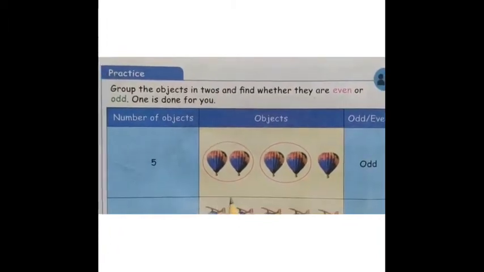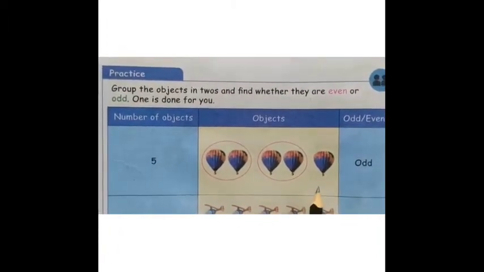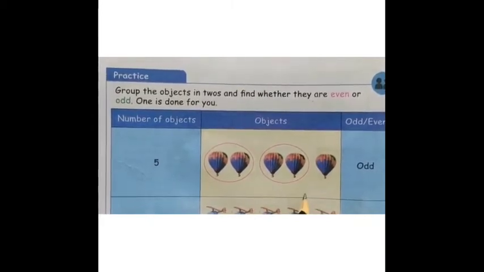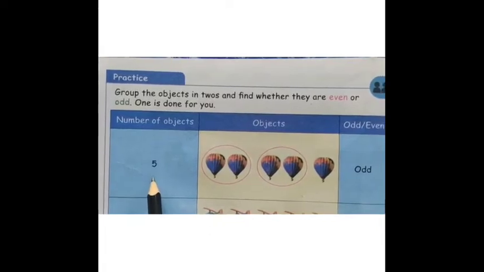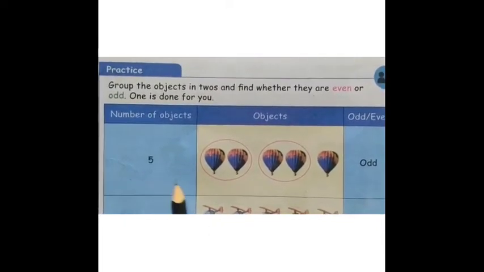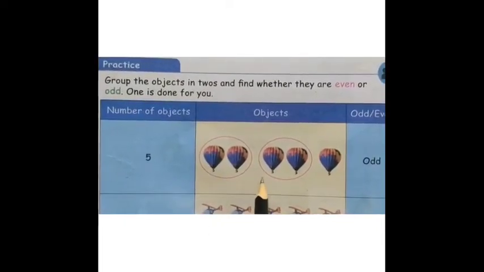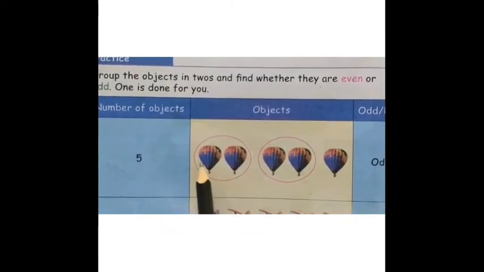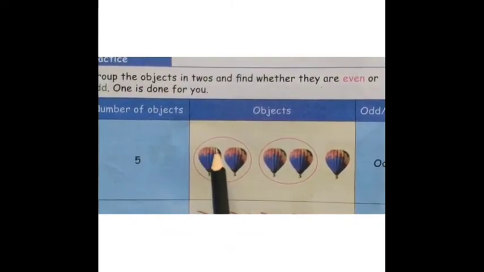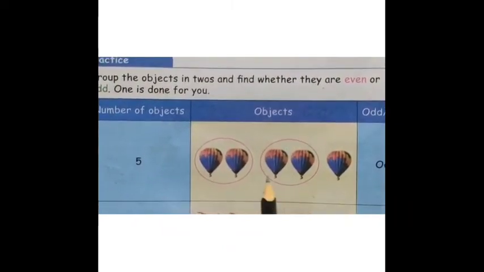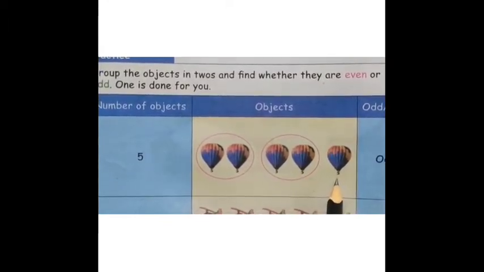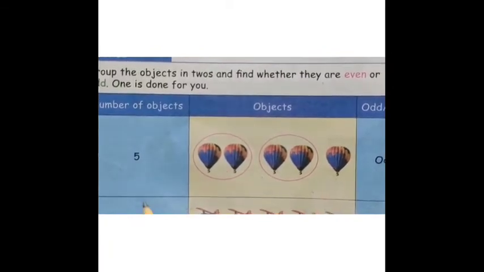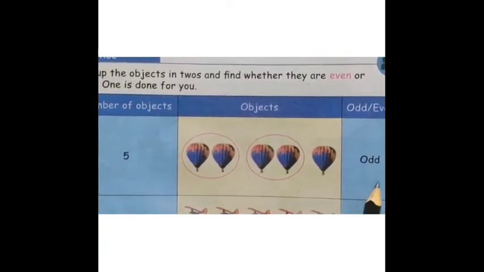For example, see the parachutes. Number of parachutes are 5. So, the number of objects are 5. Now, let us arrange the objects into pairs. 1, 2, 3, 4. Balance we have 1 parachute. It does not have its pair. So, 5 is an odd number.